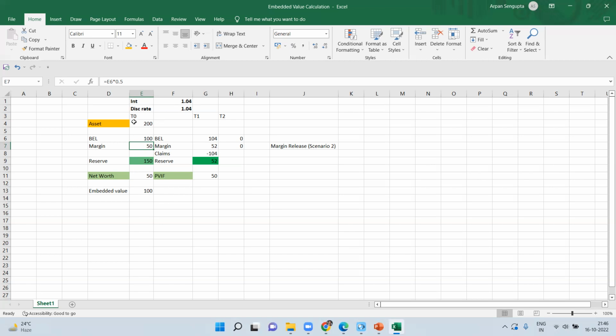So in this case, what is net worth? Net worth is my asset is total of 200 and my reserve is 150. Embedded value is determined at a particular point of time, like a balance sheet, right? Asset is a balance sheet item. So at a particular time, your value of the asset is 200.